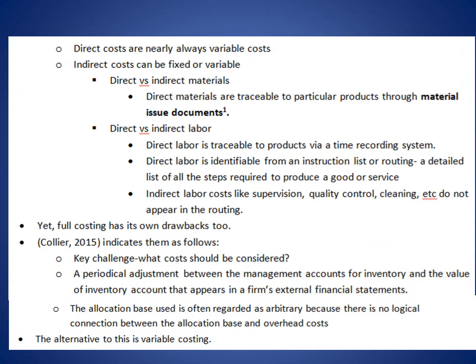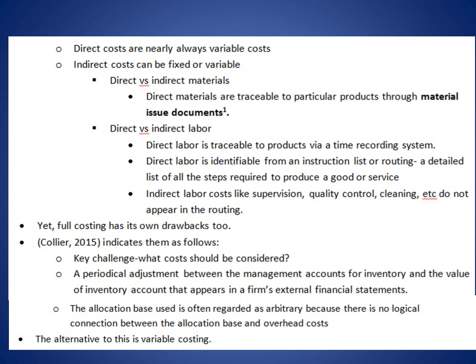Direct costs are nearly always variable costs, whereas indirect costs can be fixed or variable. When it comes to direct versus indirect materials, the direct materials are traceable to particular products through material issue documents, which we will be considering in detail later. Direct labor is traceable to products via a time recording system, and direct labor is identifiable from an instruction list or routing, which is a detailed list of all the steps required to produce a good or service. Indirect labor costs, like supervision, quality control, cleaning, etc., do not appear in the routing.